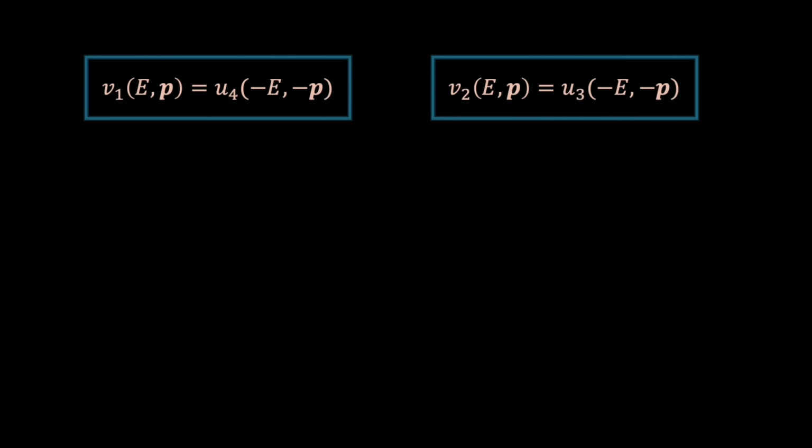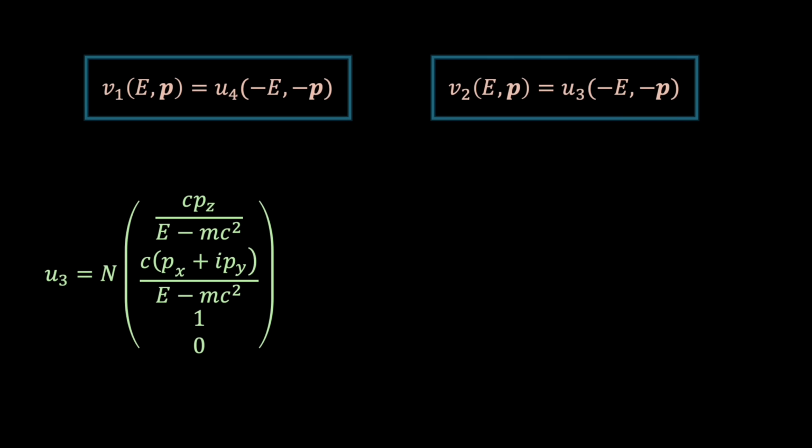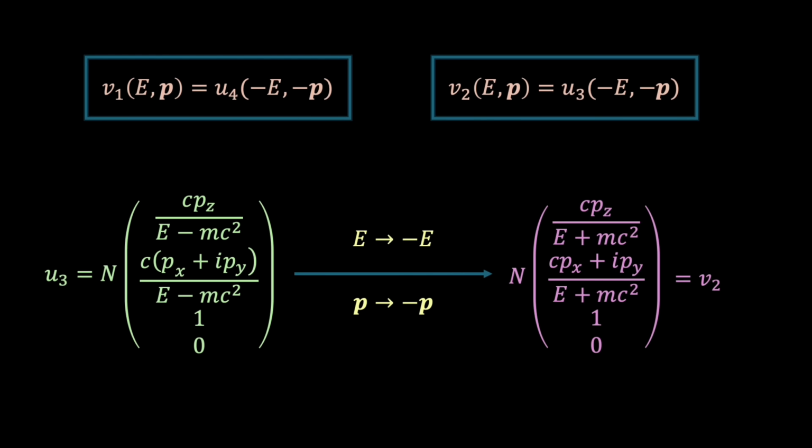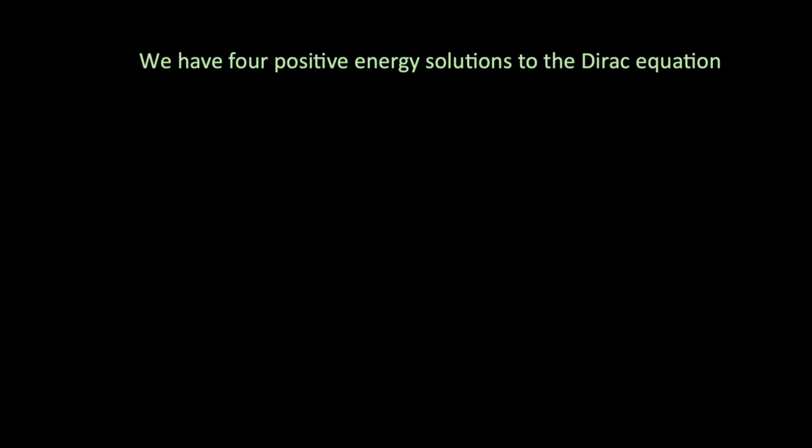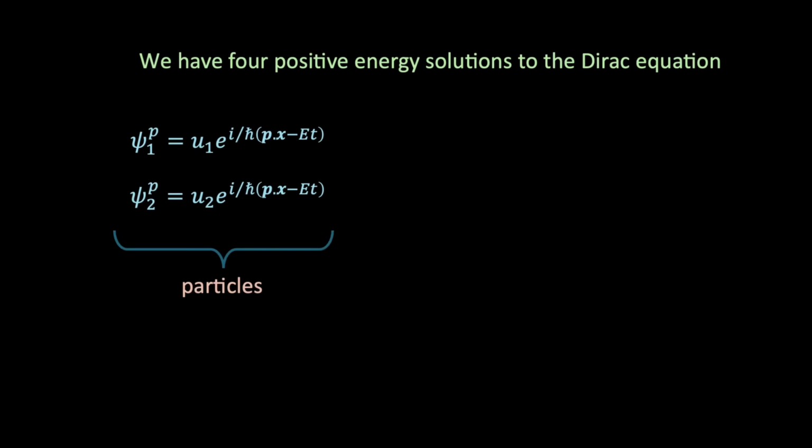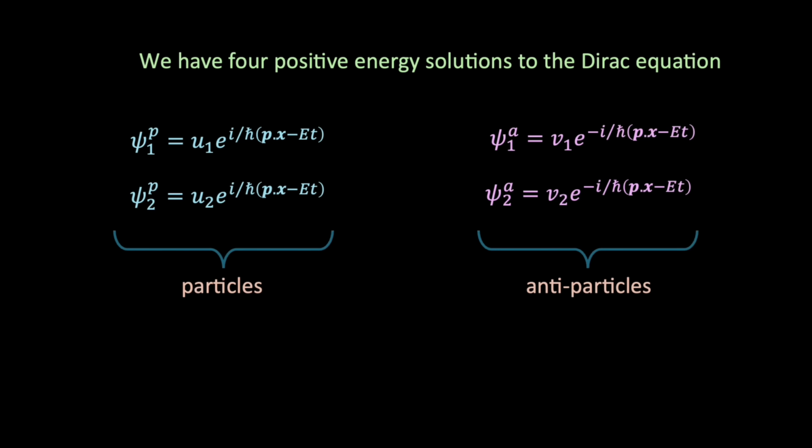And similarly, if we take the U3 spinor and make the energy and momentum switch, we find the antiparticle spinor V2. And so, to summarise, we now have a picture in which we have 4 positive energy solutions to the Dirac equation, 2 corresponding to particles and 2 corresponding to antiparticles, and all 4 now carry positive energy. Okay, so we fixed the negative energy problem, but now a deeper question arises.